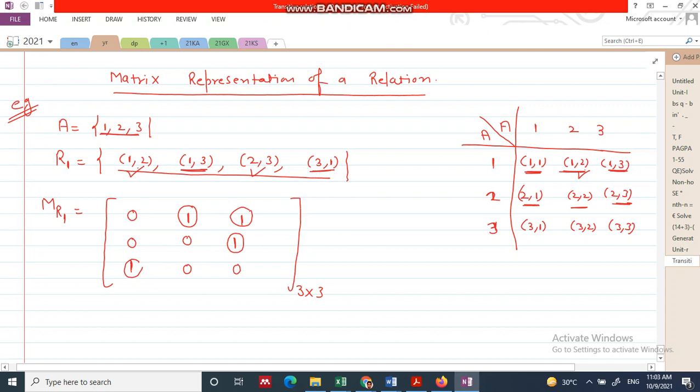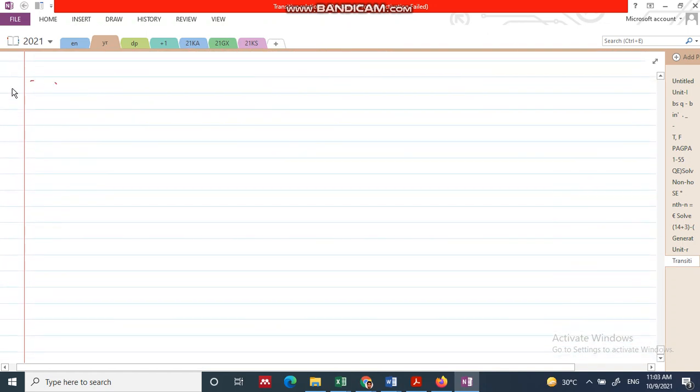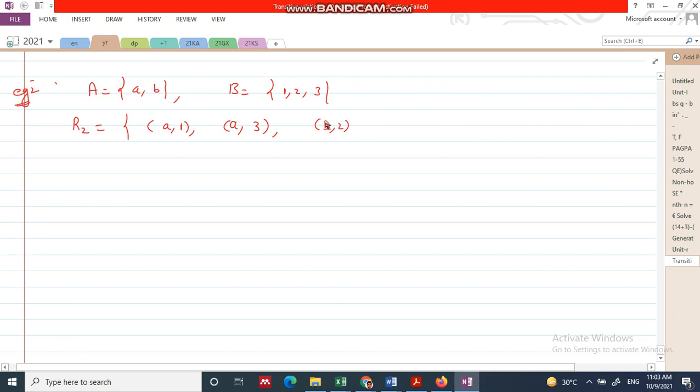Now we solve the next example. In example number 2, you are given a set A and you are given a set B, and R2 is the relation. The relation is given like this: (a,1), (a,3), (b,2), (b,2), (b,2), and (b,3).